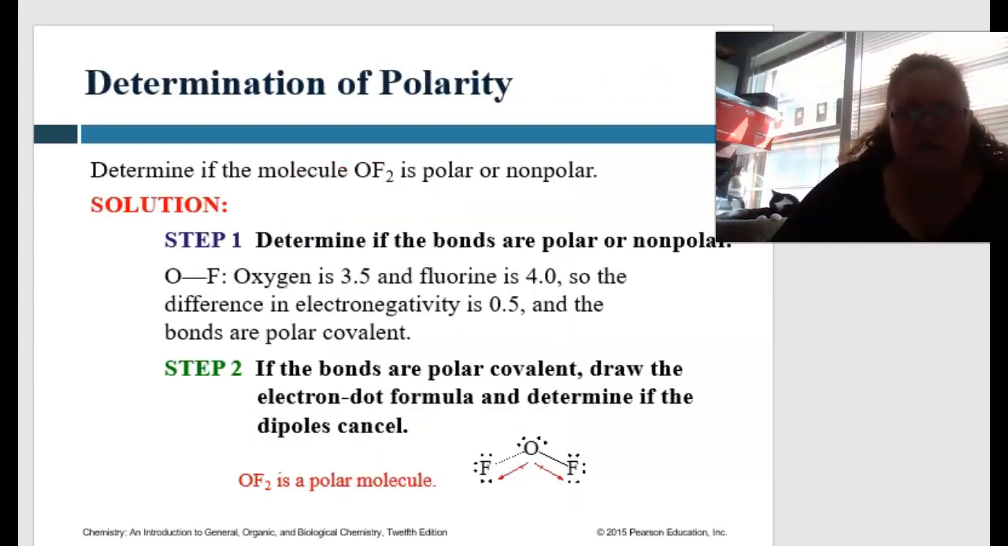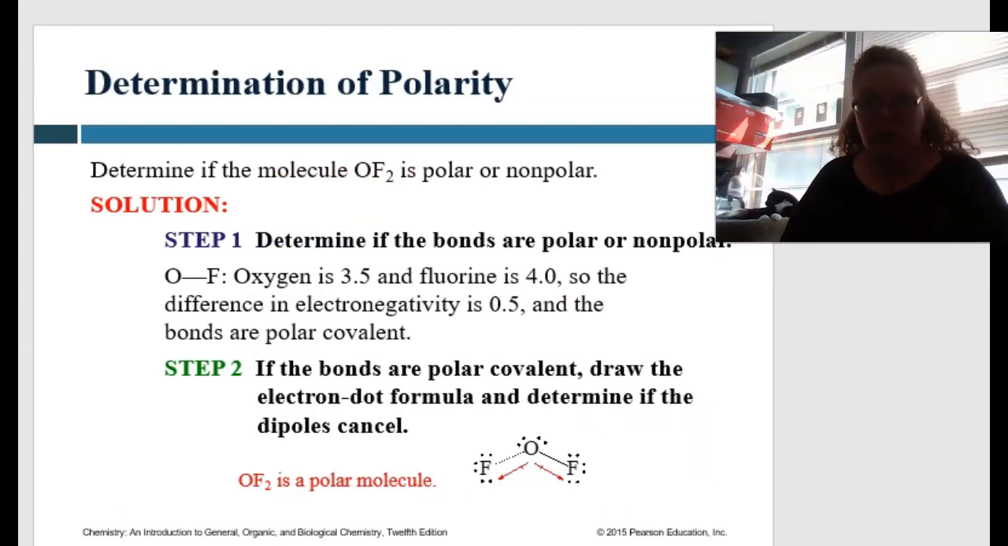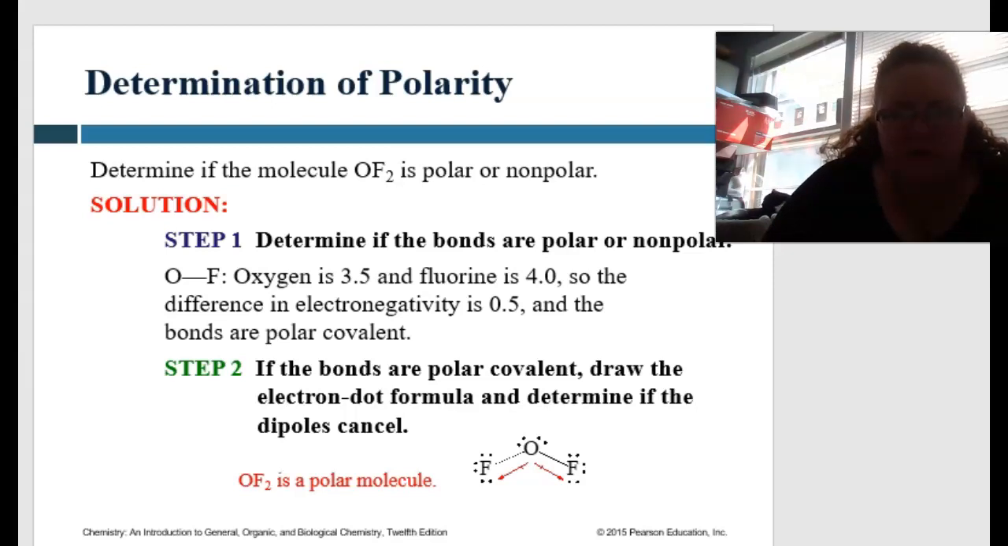So let's work together to determine if the molecule OF2 is polar or nonpolar. So first, let's do calculations. Okay, so determine if the bonds are polar or nonpolar. Oxygen is 3.5, fluorine is 4. So the difference in that electronegativity number is 0.5. So that tells us that those bonds are going to be polar covalent.